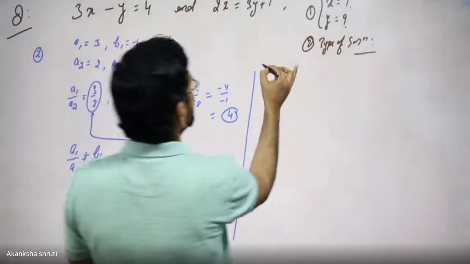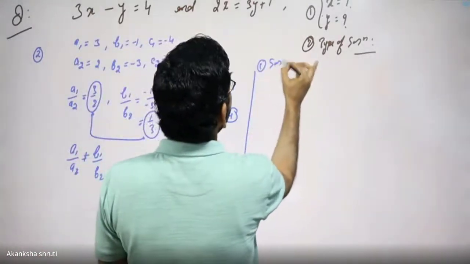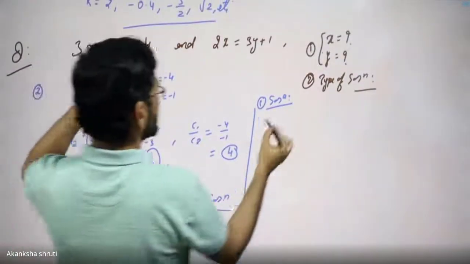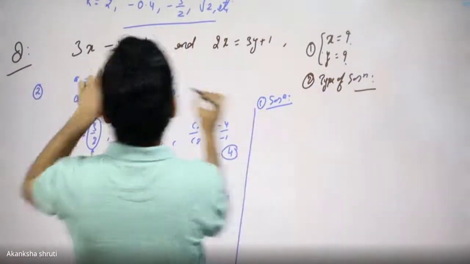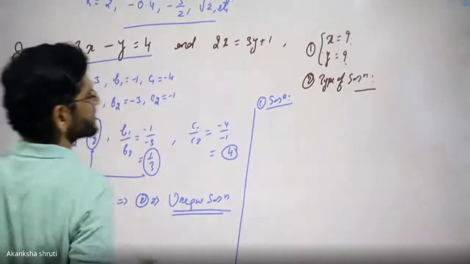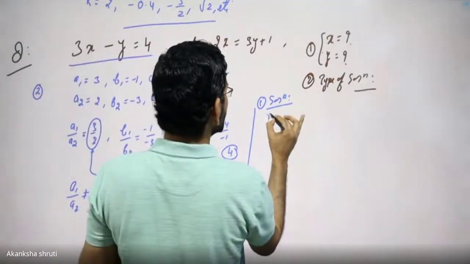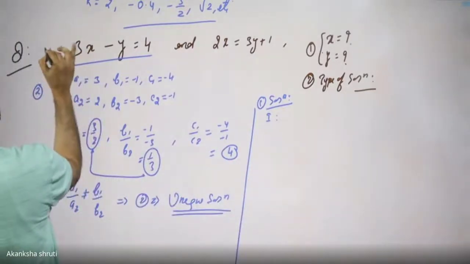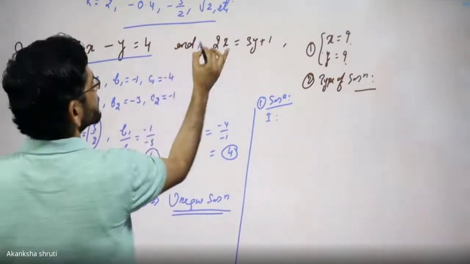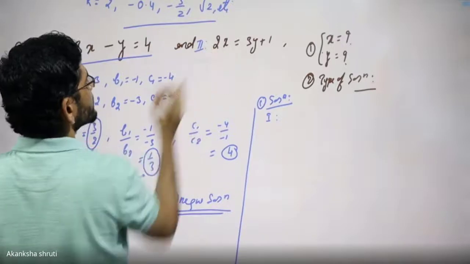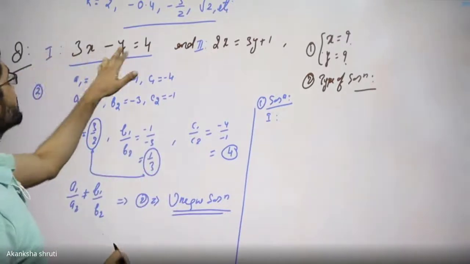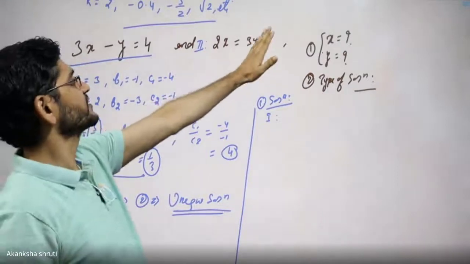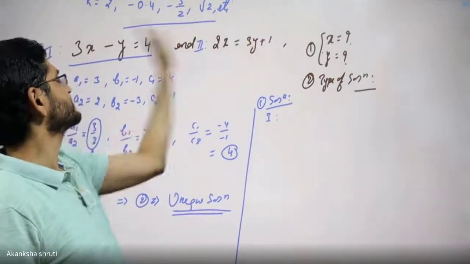So solution, the part 1. How to find the solution? The various methods are there that you already know. Let me quickly revise. Student, consider this as equation 1 and this as equation 2. From equation 1, we have to find the value of y and substitute in 2, or from equation 2, find the value of x or y and substitute in 1.